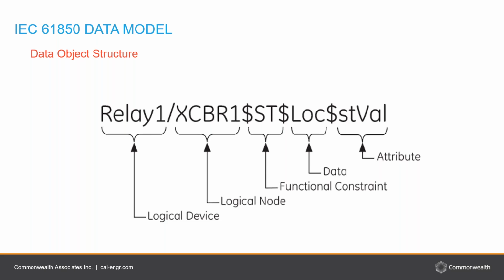And this has been modeled, as I said, on the MMS protocol. So this is how 61850 abstracts the data and builds up a data object that can be used in the network.